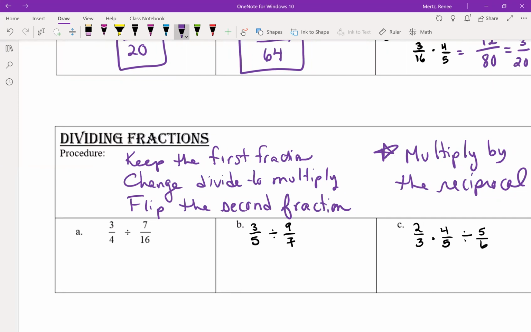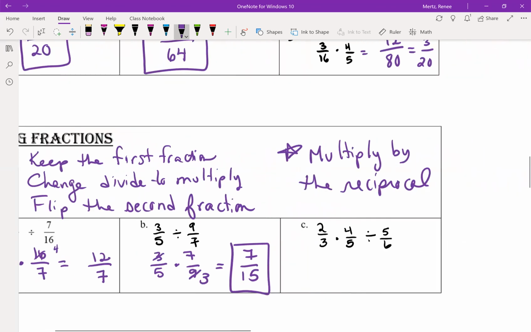So we're going to rewrite 3/4 times 16/7. It's your choice, but I would look and say, can it be reduced? It can be. 4 goes into 16 4 times. Now I'll multiply across the top, 12/7. For B, rewrite it as 3/5 times 7/9. Reduce the fraction, and we're left with 7/15.